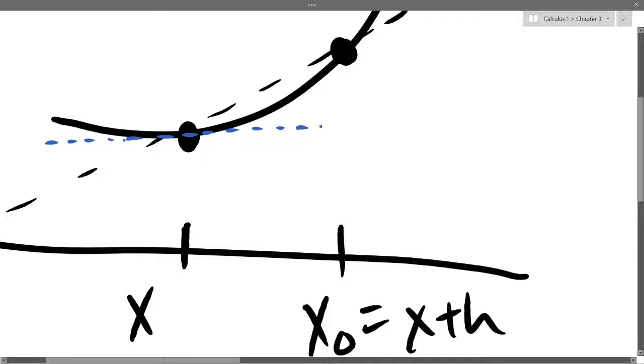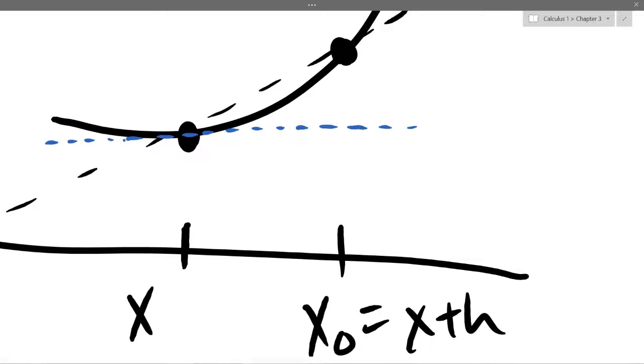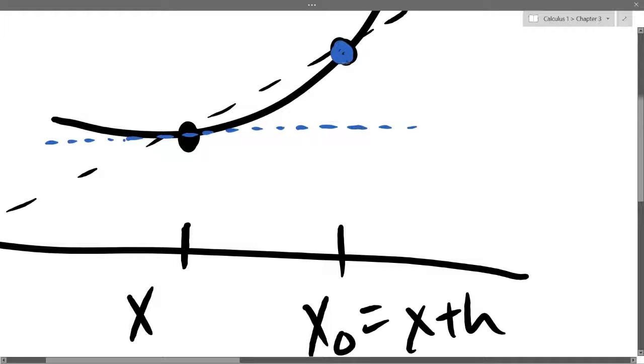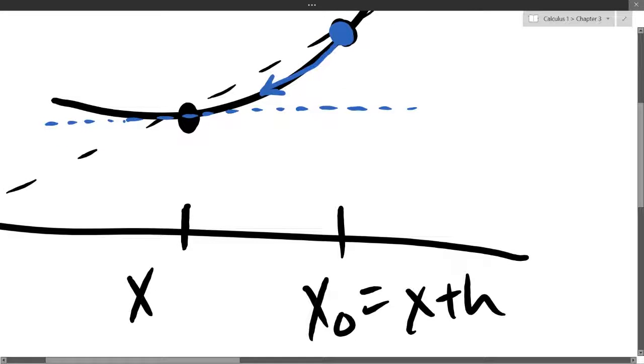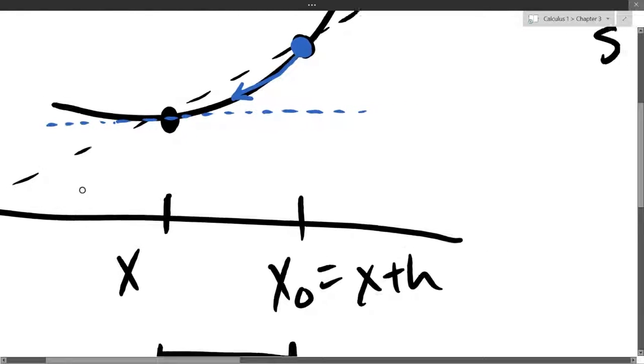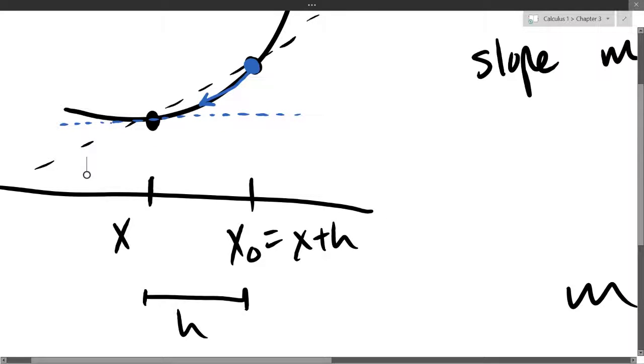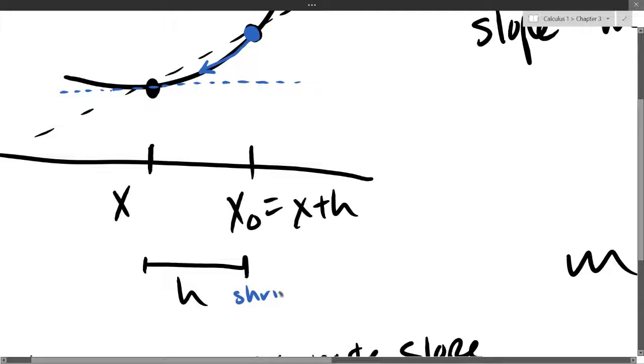So how can we take what we know, which is the slope between two points, and turn that into the slope at one point? The answer is we're going to take this second point right here, and move it over towards x. So that point, we want to think of it as x plus h, where h is the measurement between x and x naught. So what I need to do is take h, and shrink h. Shrink h how far? Oh, to zero.